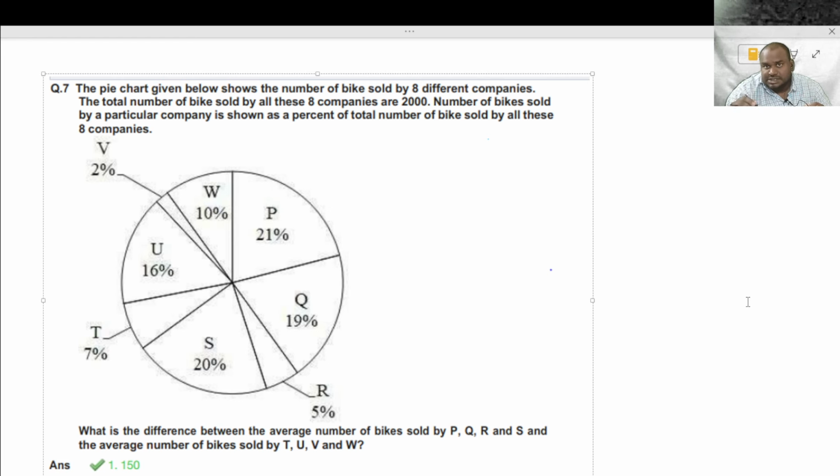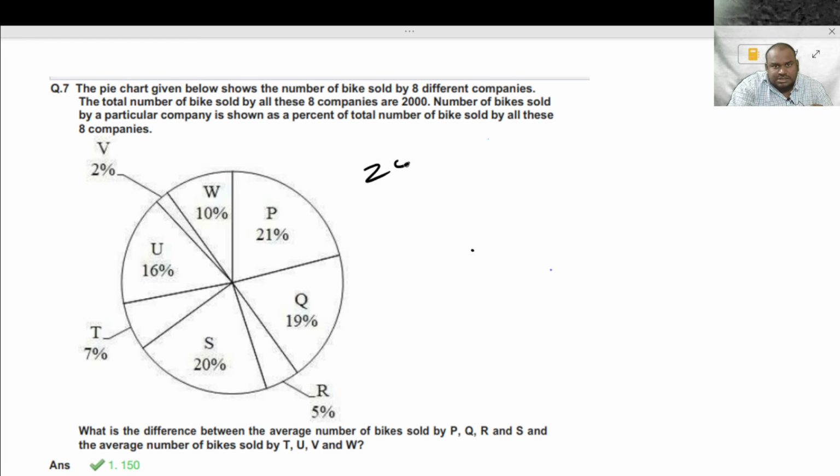See, in every CGL exam, in every shift I'm observing, this type of pie chart is being given, and the question will be asked on the percentage. So this is being followed since 2-3 years. So you have to be careful in this type of questions regarding percentage. When we discuss other topics, we'll discuss them also. It's a different thing. So the pie chart given below shows the number of bikes sold by 8 different companies. The total number of bikes sold by all these 8 companies is 2000.